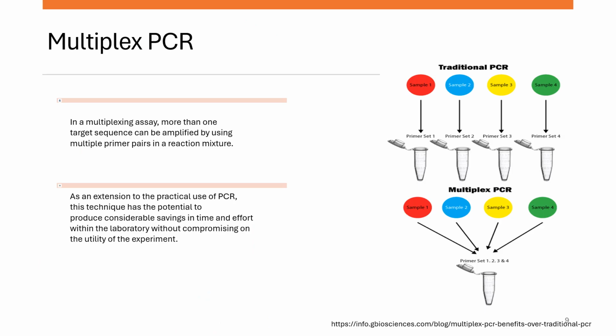Now let us look into one more variation of the conventional PCR, the multiplex PCR. In multiplexing assay, more than one target sequence can be amplified using multiple primer pairs in a reaction mixture. As an extension to the practical use of PCR, this technique has the potential to produce considerable savings in time and effort within the laboratory without compromising on the utility of the experiment.